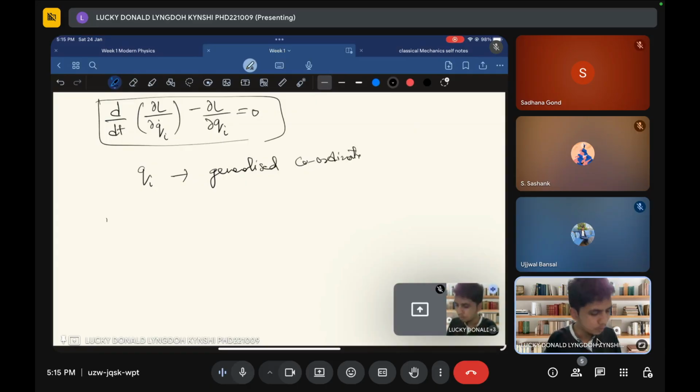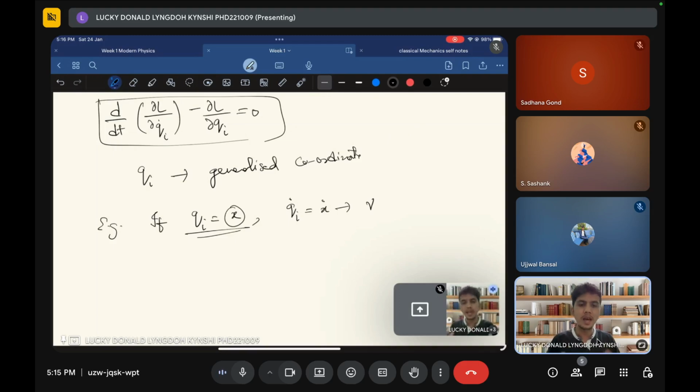So for example, if q i equals x, then q i dot will be x dot, which is in turn velocity. So if q i is the position, then q i dot is in fact velocity. Now instead of representing x i, y i or x, y, z coordinates, we represent them in more generalized coordinates by q i. And this equation helps to solve much more complex problems.